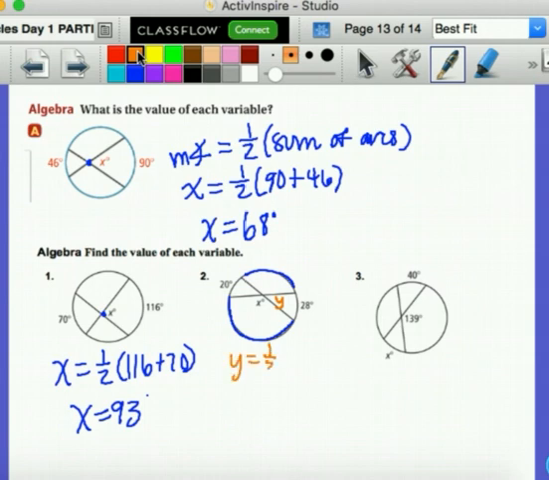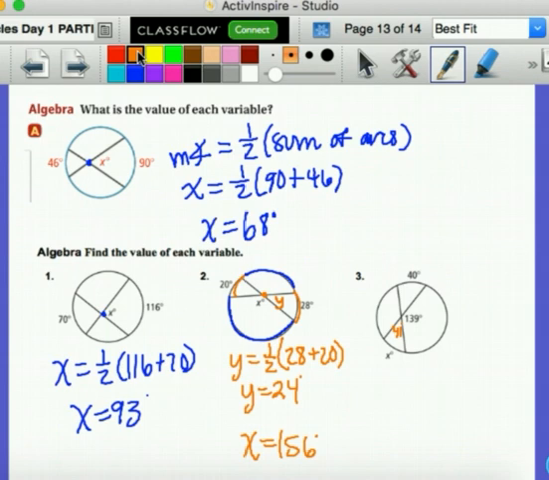So Y has its vertex inside the circle, so it's still half the sum of the two arcs. So half of 28 and 20. Half of 48 is 24. So I now know that the Y that I added to the picture is 24. So 180 minus 24 tells me that X is 156 degrees. I'm going to use a similar method for this next one here. I'm going to do 180 minus 139, and that's going to give me 41 degrees for this angle here.